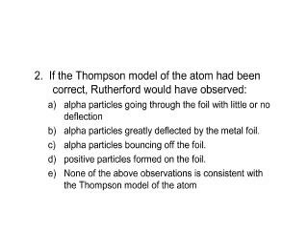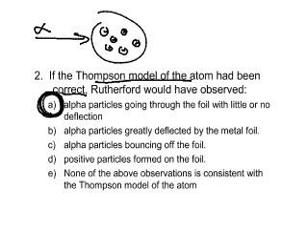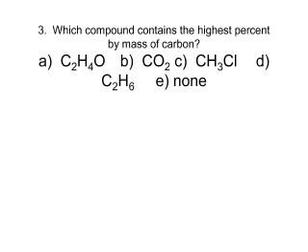All right, number 2. If Thomson's model of the atom had been correct, Rutherford observed, all right, let me start at the bottom. Now, D. Positive particles formed on the foil. No. Remember, Thomson's model had little corpuscles, basically electrons. If he had shot the alpha particles, as they travel through, they would go through the foil with little or no deflection. So this is what he expected, letter A. And that's not what happened, of course.